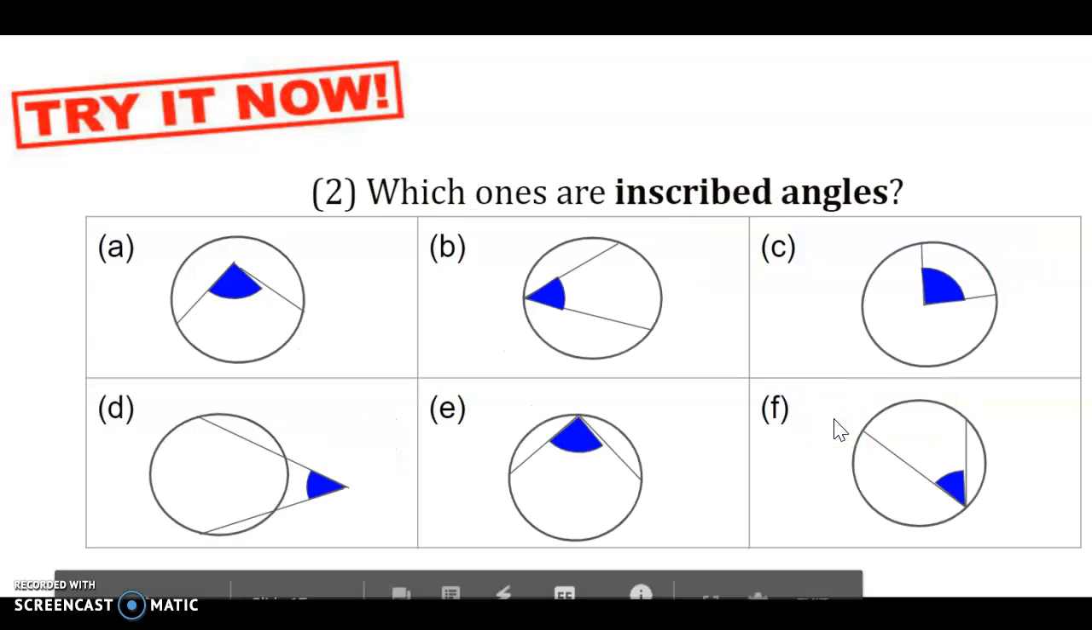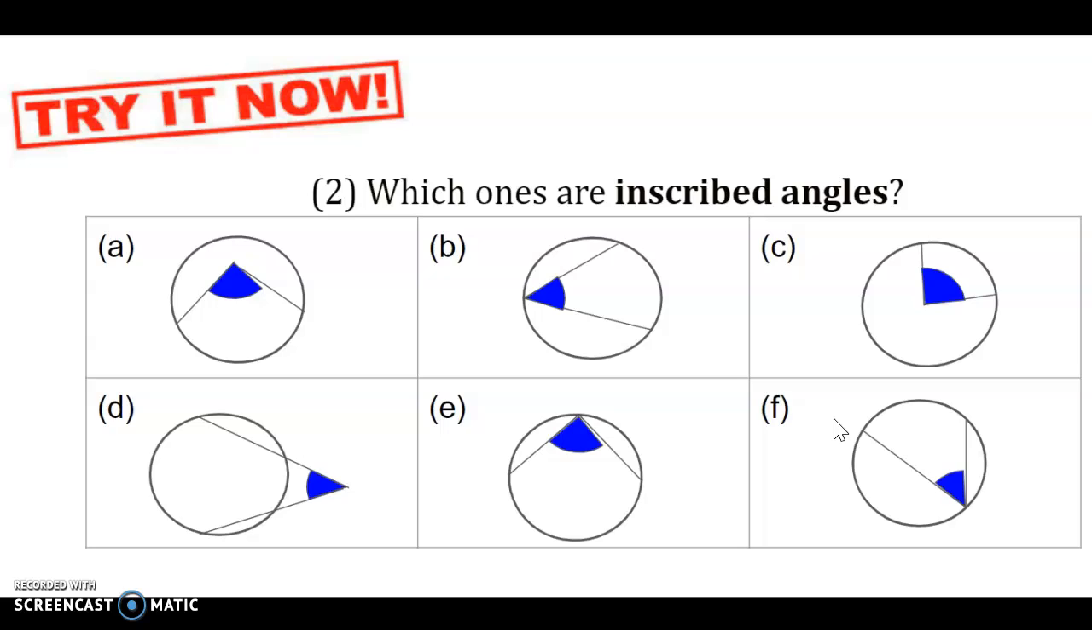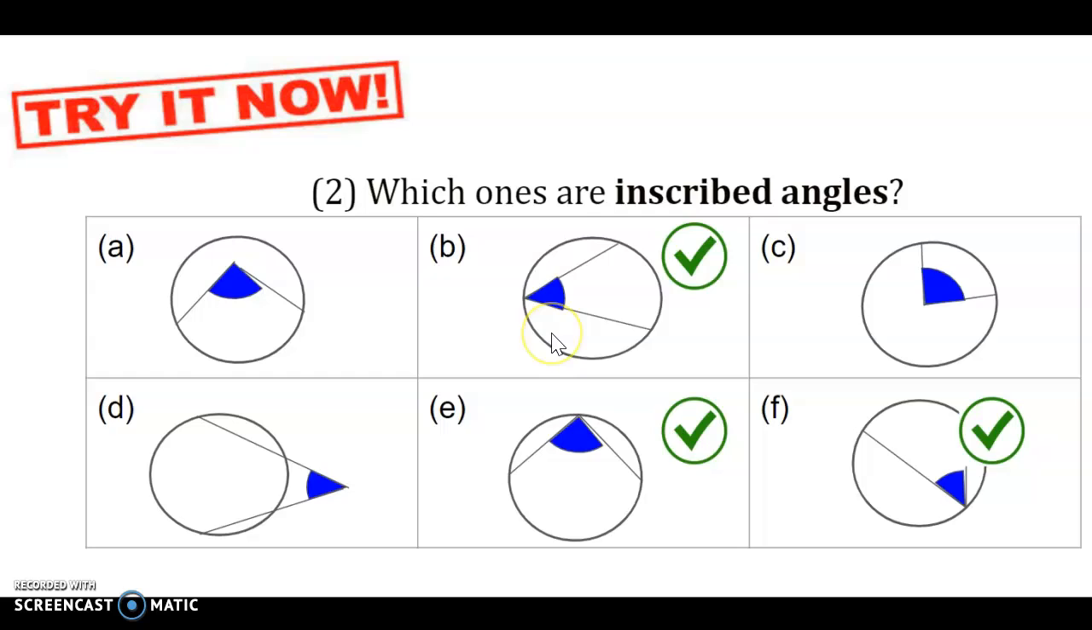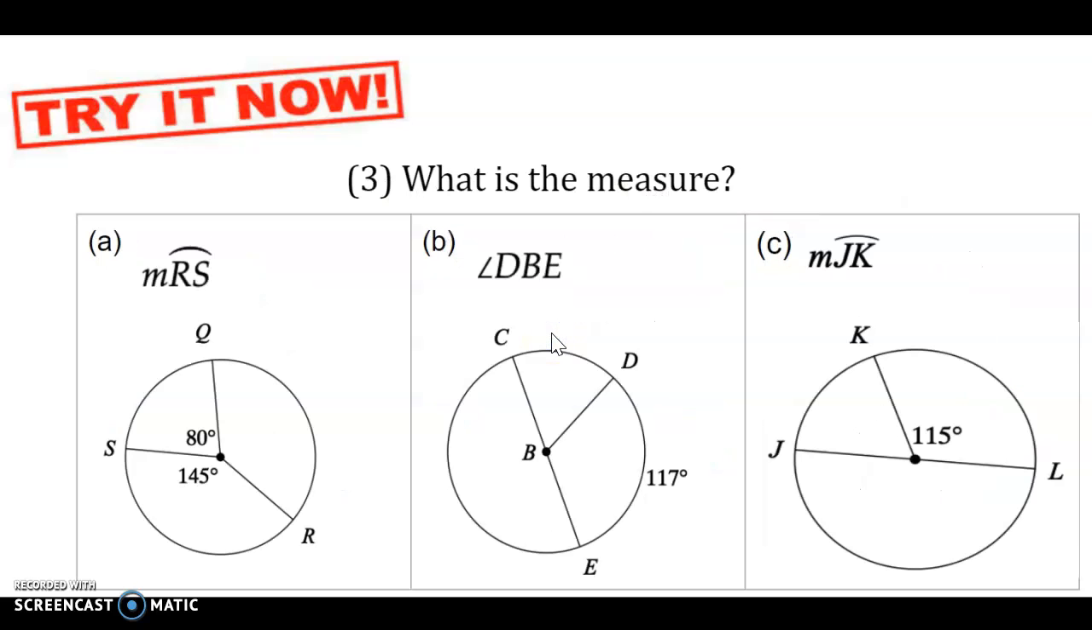What about this? Which ones are inscribed angles? Remember, inscribed angles are made by two chords sharing the same vertex, and the vertex has to be on the circle itself. Please jot down what you think are the inscribed angles. And hopefully you said B, E, and F because the vertex is on the circle. Here the vertex is the center of the circle, and here the vertex is outside the circle. So these 3 are the inscribed angles.